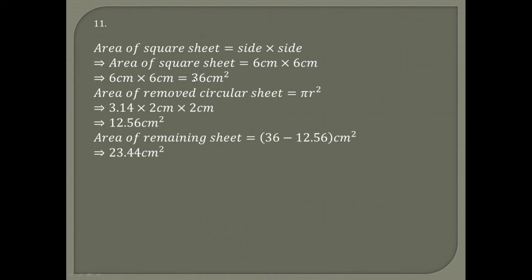Remove means subtract. Remove, cut off, remove and minus are the same. So we have to find out the area of the remaining sheet by subtracting this from this one. Subtracting the area of the removed circular sheet from the area of the square sheet means 36 minus 12.56 centimeter square, that is 23.44 centimeter square. That is question 11.